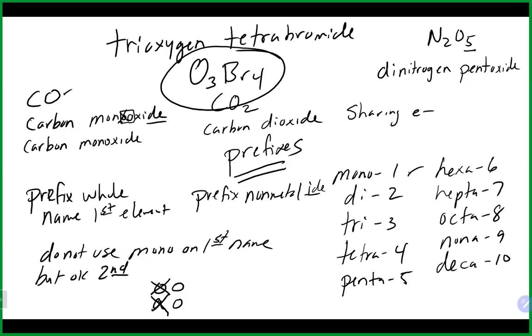These are the only places where you should use prefix in naming. It is only specifically for type 3 compounds where you have nonmetal and nonmetal together. Again, you shouldn't use it any other place. So those are really the two basic things that you should watch out for.